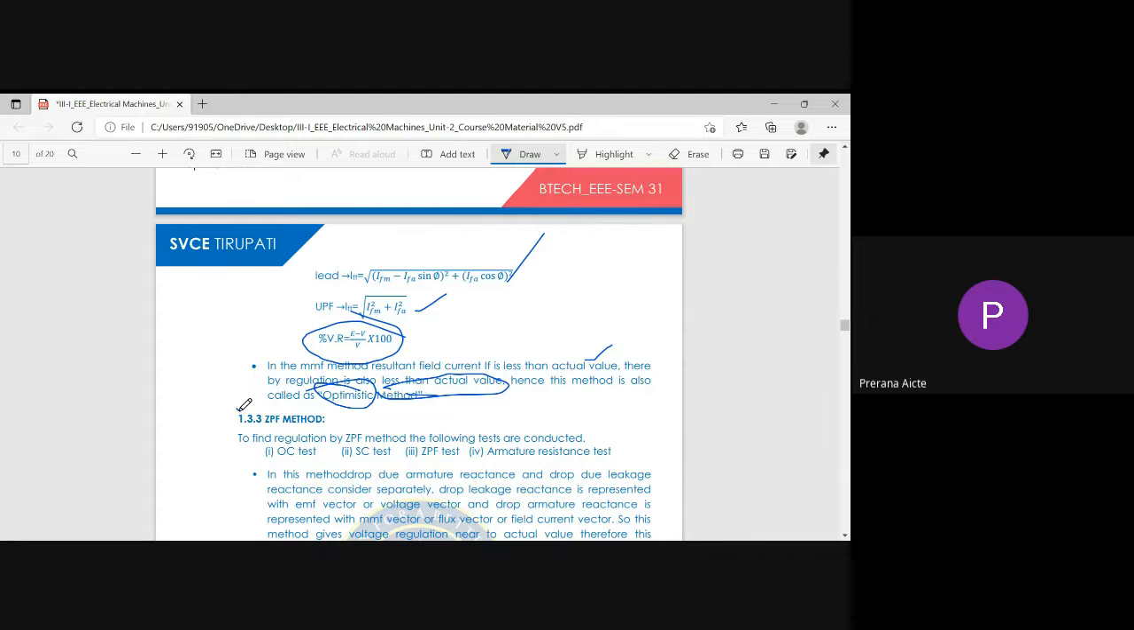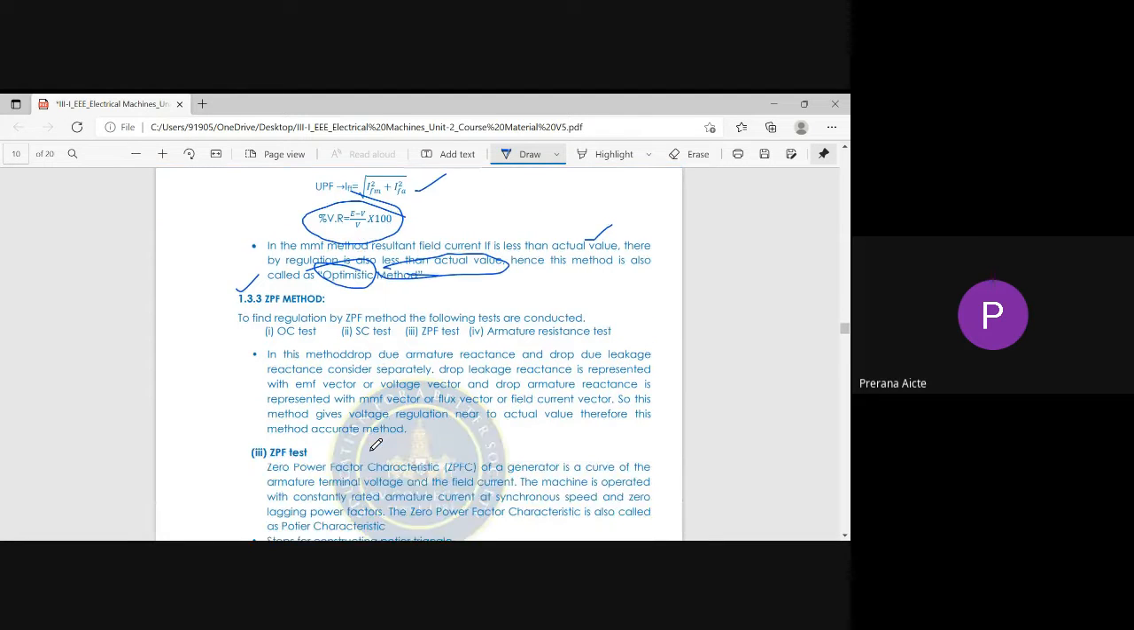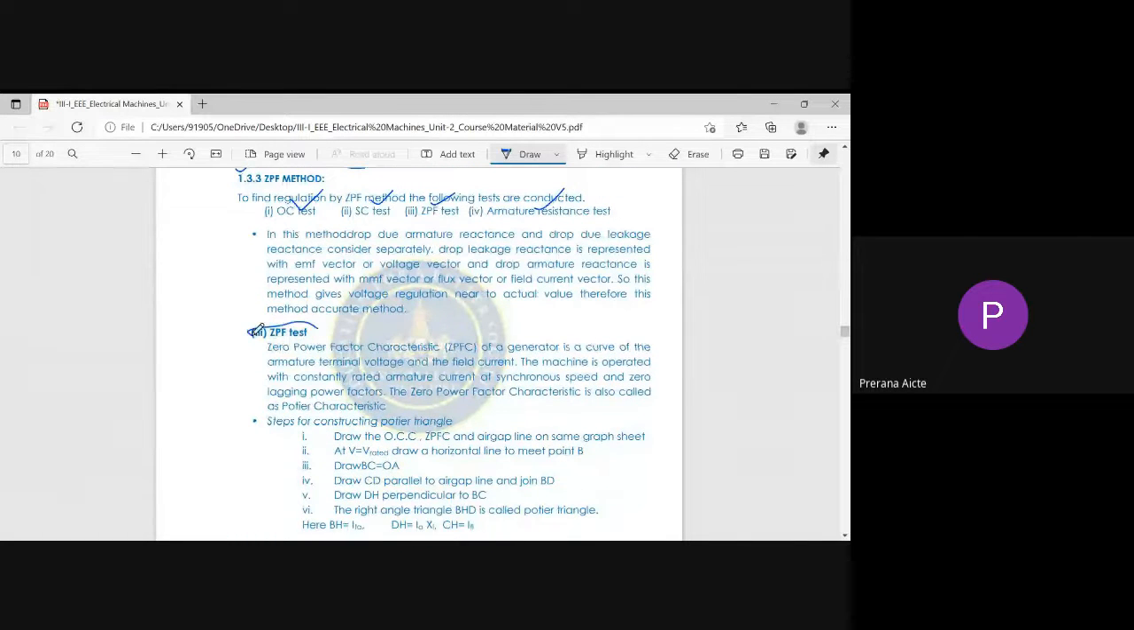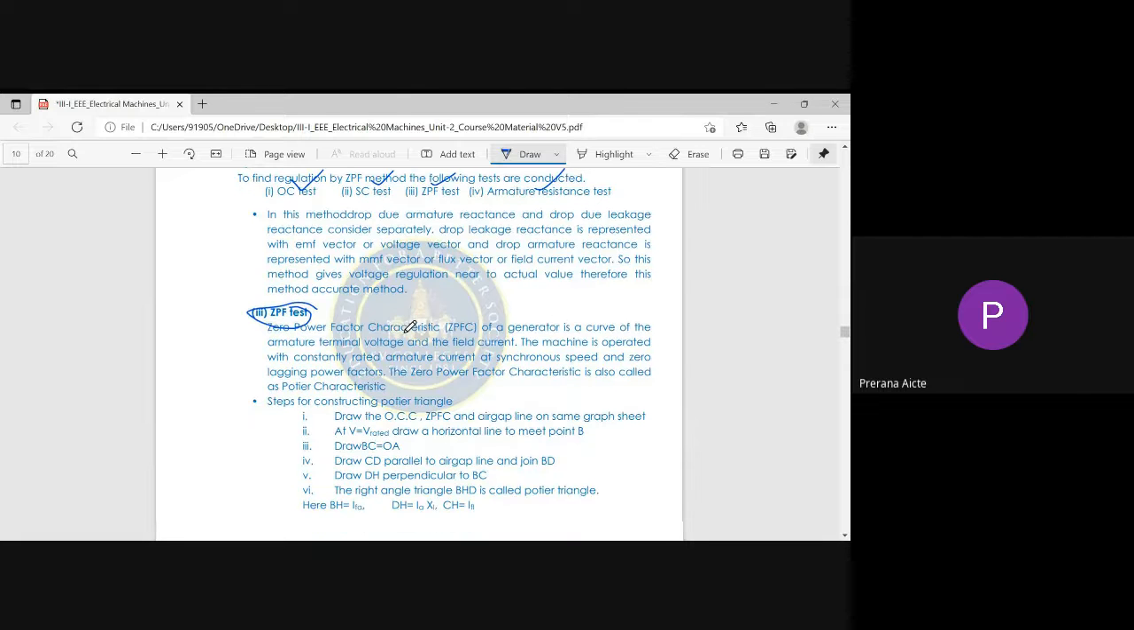Next method, the ZPF method. What data are required to obtain the voltage regulation by the ZPF method? The OC test, the SC test, and one more test is required, the zero power factor test, and the armature reactance test. First, the ZPF test, the zero power factor test.